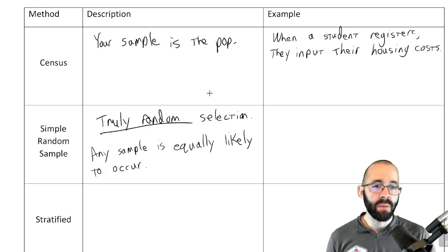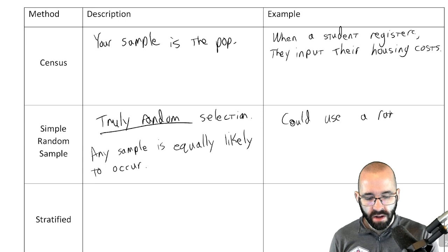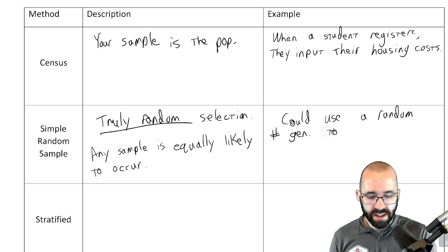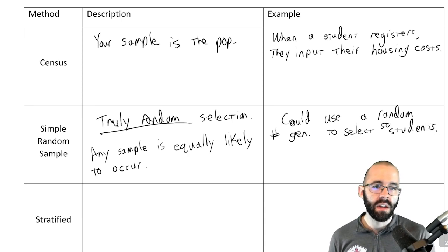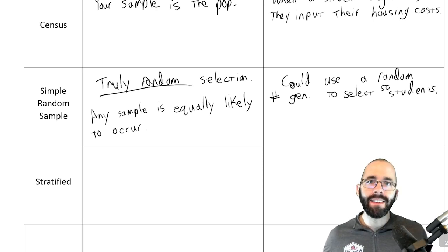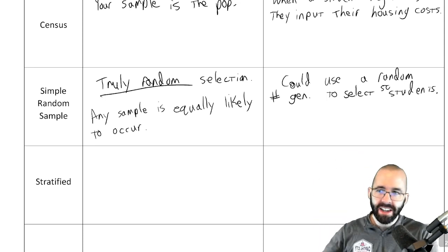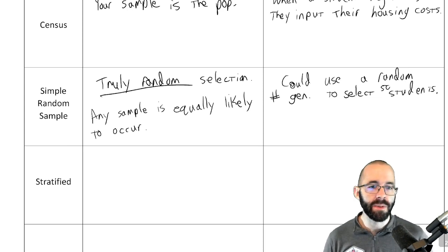So we could use a random number generator to do this. Could use a random number generator to select students. Let's say we select 50 students. I don't know. Okay, or we could put all the students' names in a big hat. There's a lot of students, so it'd have to be a really big hat. And then we pick a name, mix it all up, pick a name, mix it all up. That'd be simple random too.